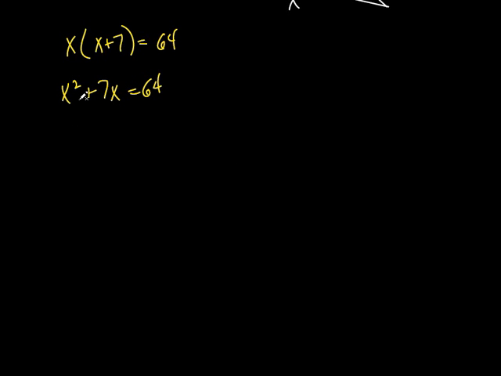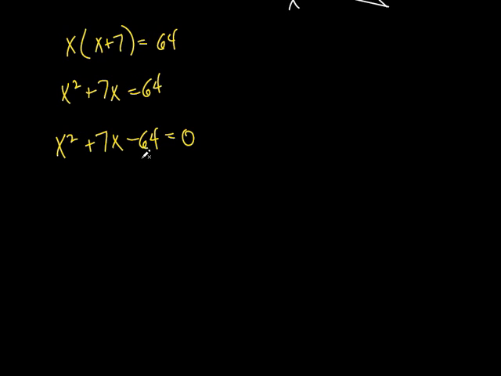I'll just show you what we do. You can look this up somewhere on how to solve quadratics. I'm just going to do it pretty quick here. So x squared plus 7x. What we're going to do is we're going to set this thing equal to 0. So that means I'm going to take the 64, put it on the left-hand side, and if I subtract 64, that's going to equal 0.